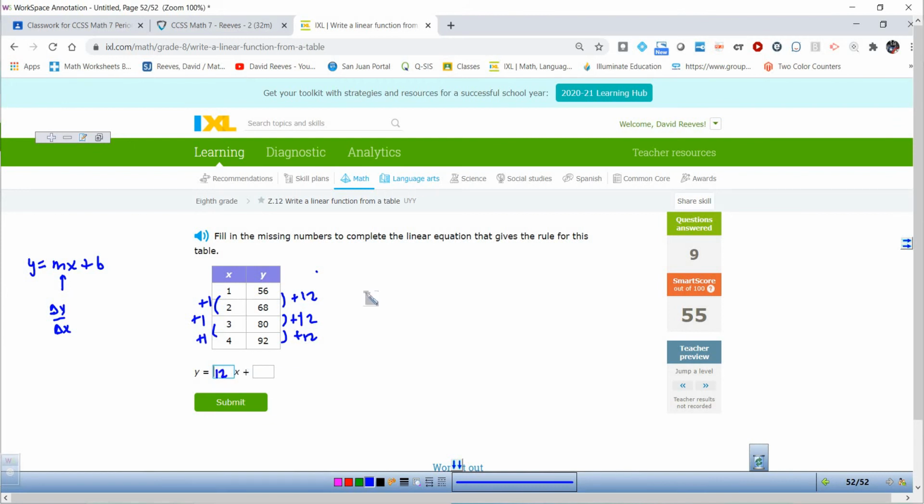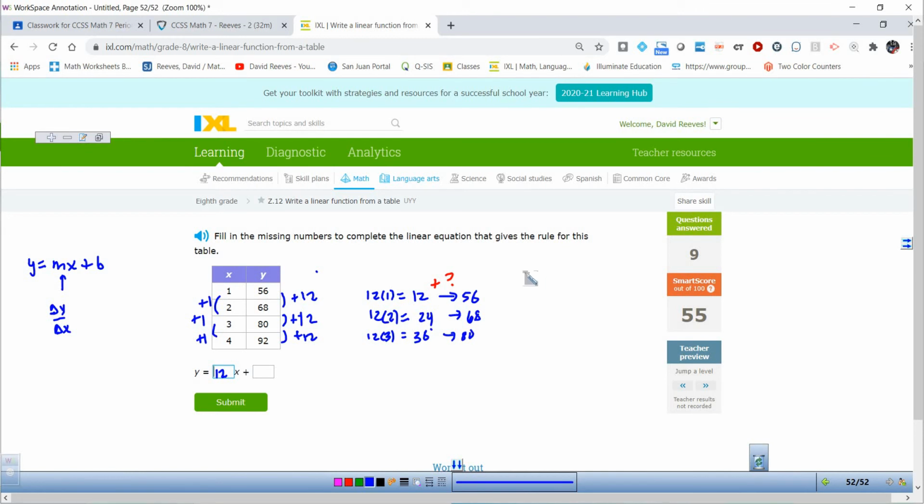So that tells me I'm multiplying by 12, right? So 12 times 1 is 12, but I need to get over to 56, right? 12 times 2 is 24, but I need to get all the way over to 68, right? 12 times 3 is 36, but I need to get all the way over to 80, right? So what am I going to do? In this case, obviously, I'm adding something. That's what it tells us. We're going to add something.